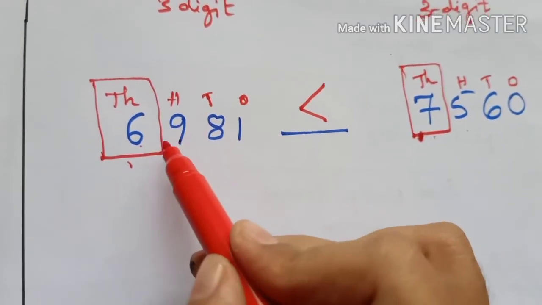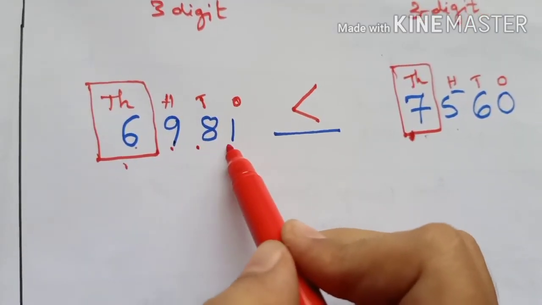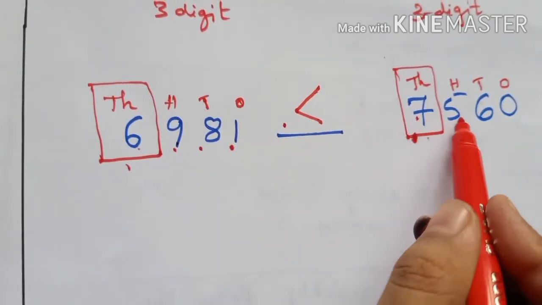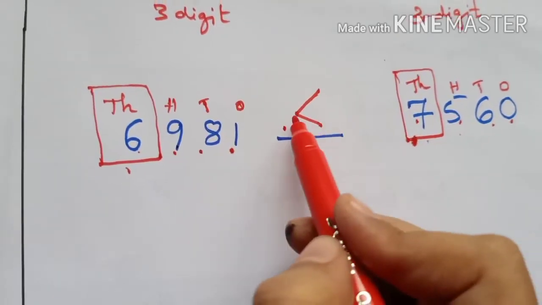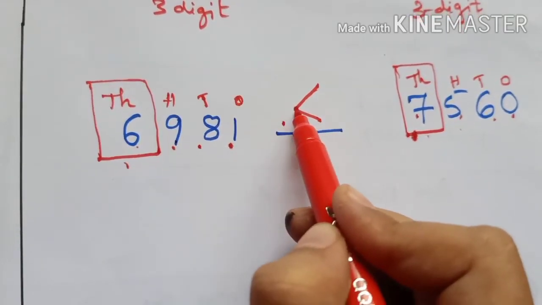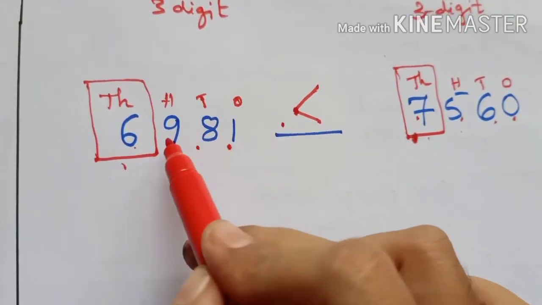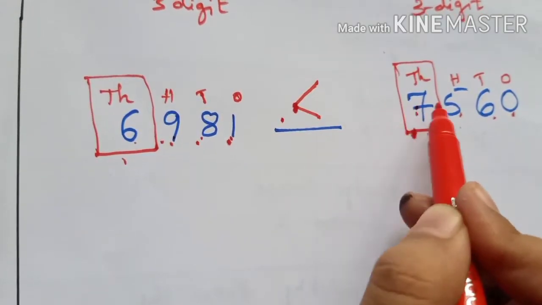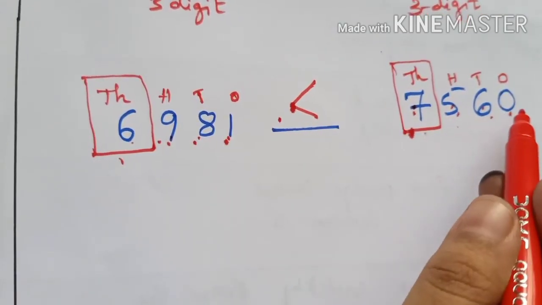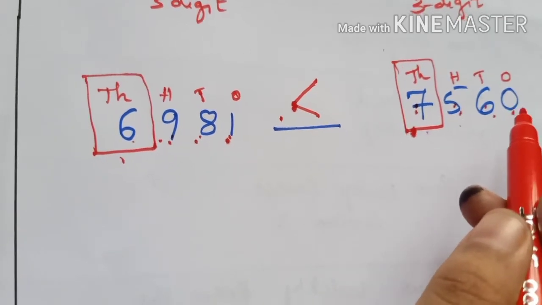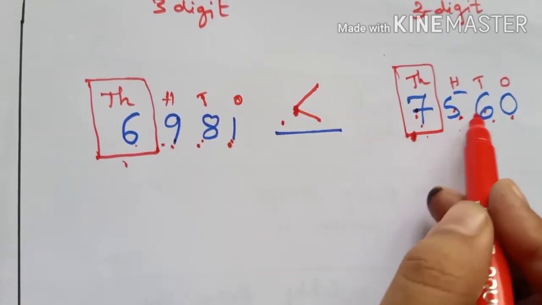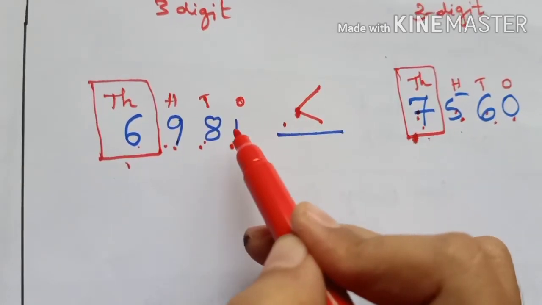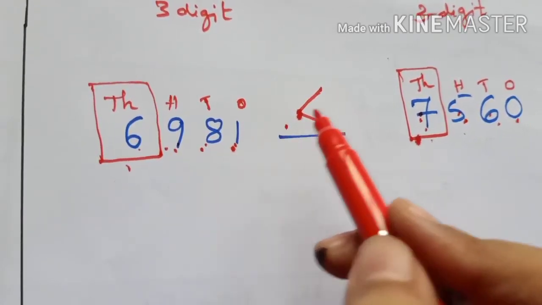It can be read as 6,981 is lesser than 7,560. The closed side indicates lesser than. Okay, 6,981 is lesser than 7,560. Or you can also read it as 7,560 is greater than 6,981.